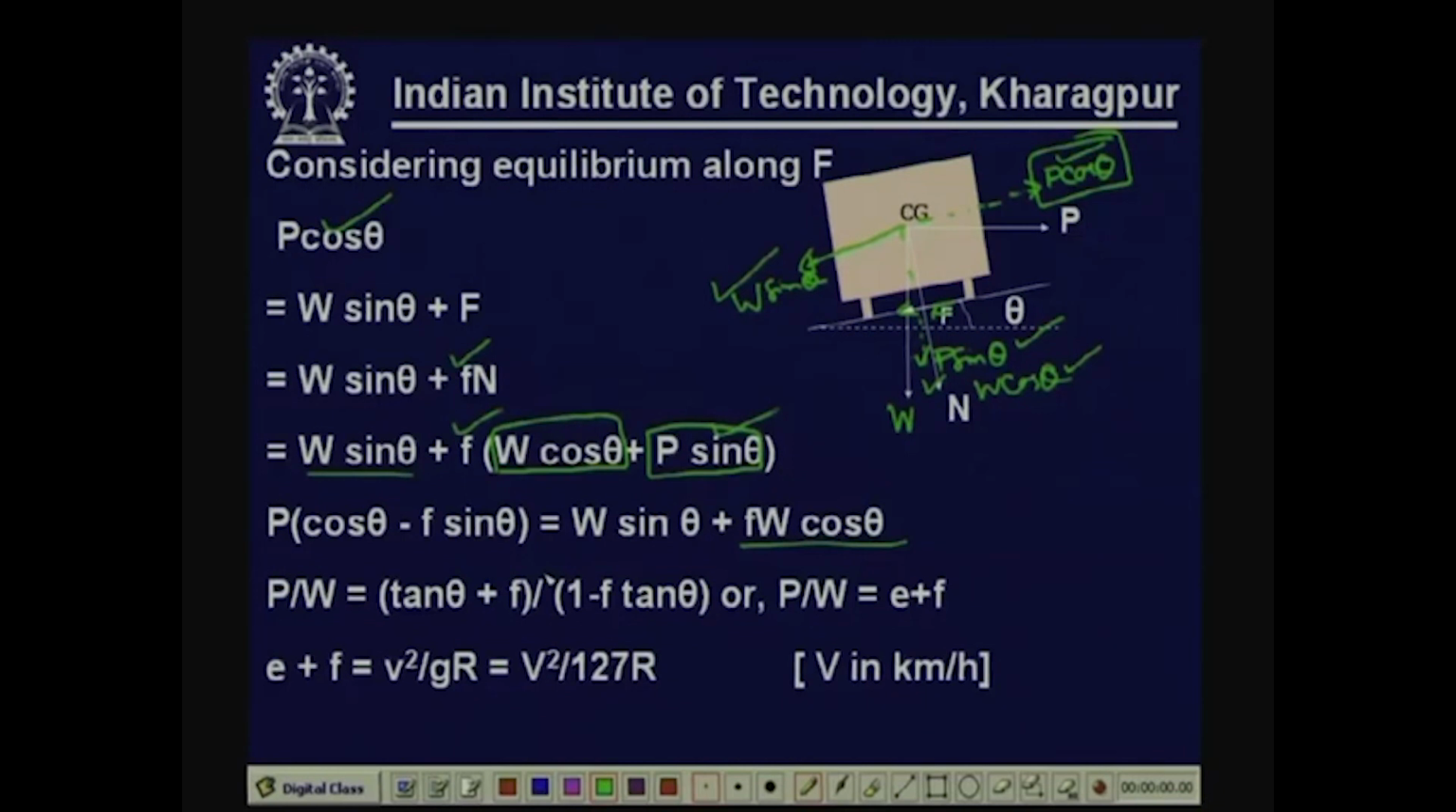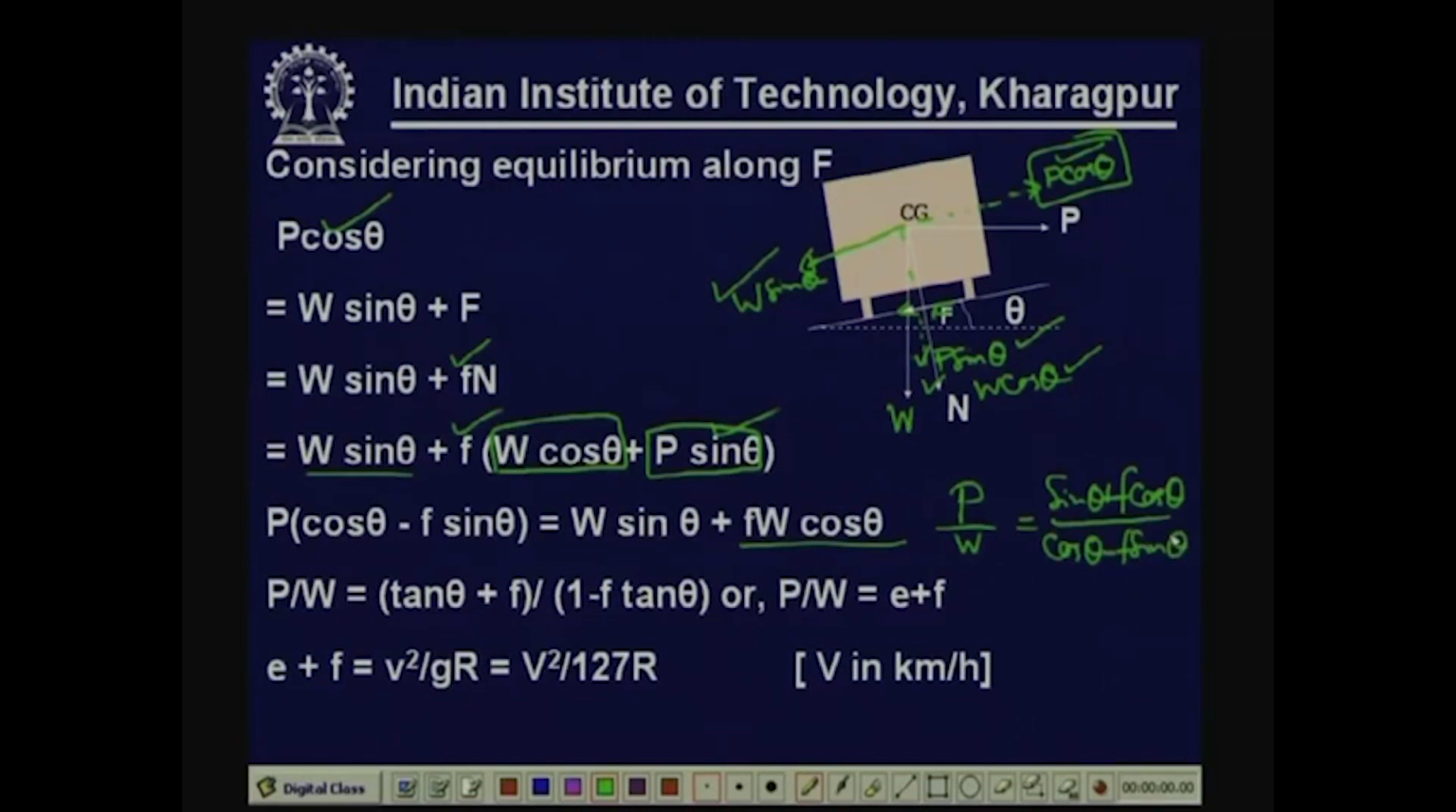if we want to calculate P by W, then P by W is nothing but sin theta plus f cos theta divided by cos theta minus f sin theta. So, P by W equal to sin theta plus f cos theta divided by cos theta minus f sin theta.